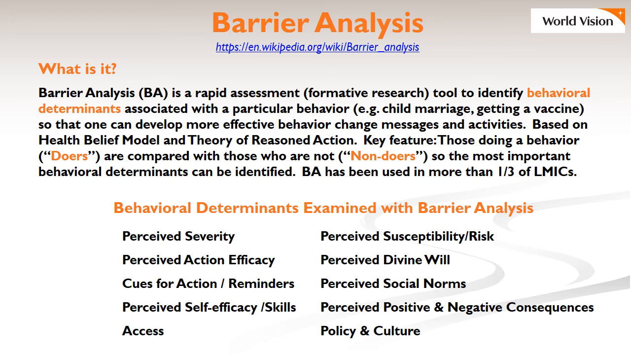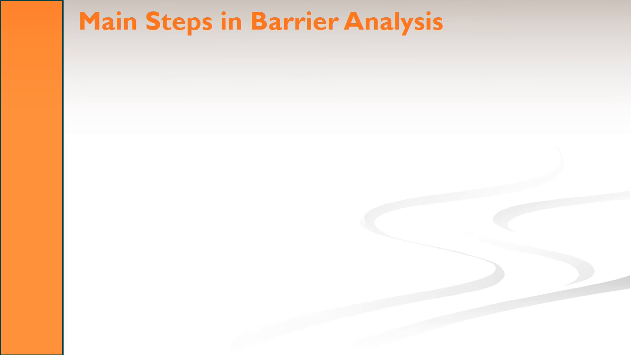These are the main determinants that are explored in these studies, things like perceived social norms, whether you think that people important to you approve of the behavior, but also some factors like perceived severity, whether you think that something like COVID-19 or pregnancy complications are dangerous or not. These are the main steps in barrier analysis. It's quite easy to use.